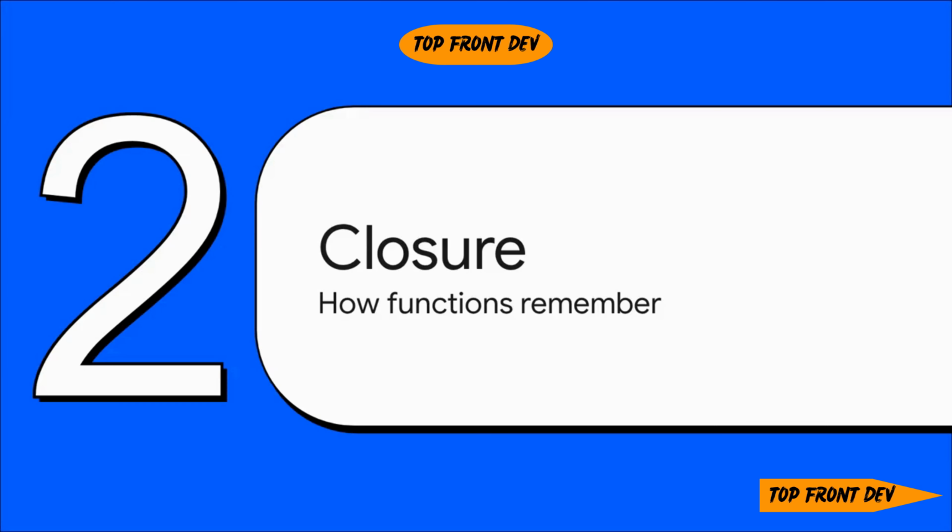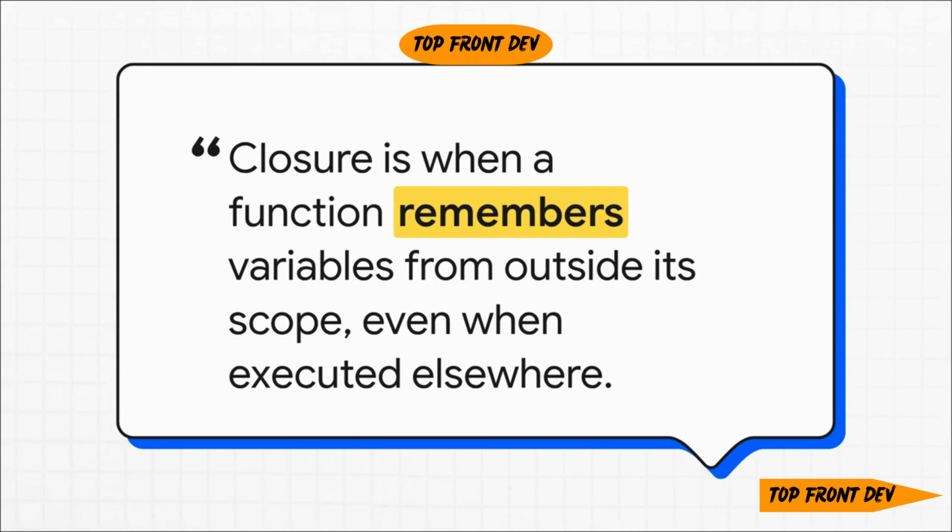All right, on to our second pillar, closure. Now this is one of those concepts that really feels like magic at first, but it's actually the bedrock for how functions in JavaScript remember the world around them. So what does that really mean? It's all about memory. A function can close over the variables from the environment where it was first created, and it holds on to that connection, that memory, no matter where you end up calling that function later on.